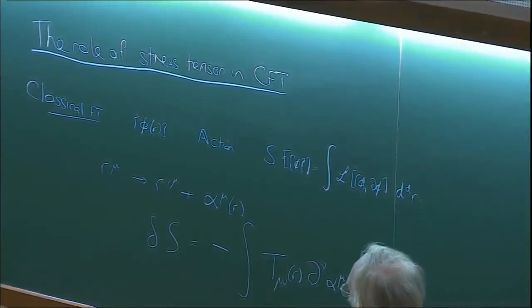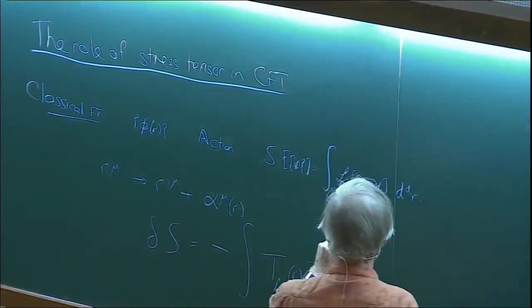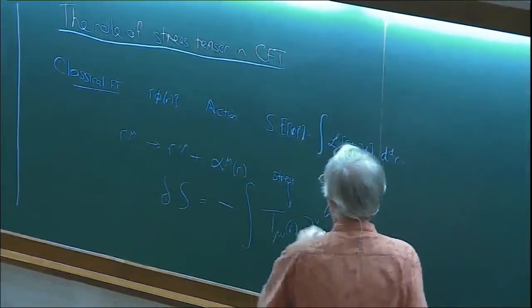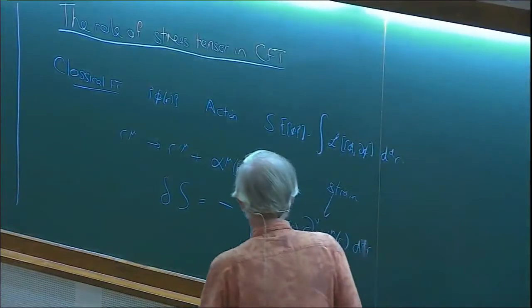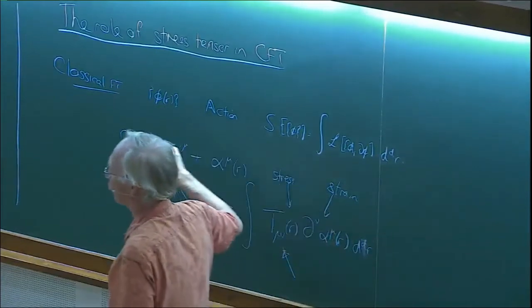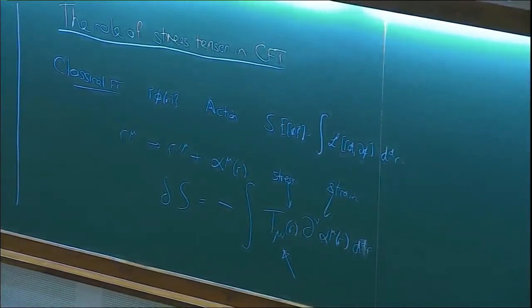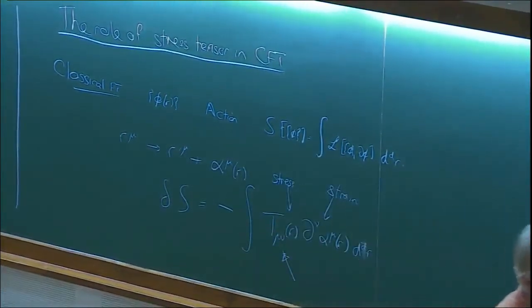So this is just what you would expect in elasticity theory. This is the strain tensor. This is the stress tensor, and the energy is proportional to the stress times the strain. Okay. So this equation defines what we mean by the stress tensor, and if we have an explicit form for the action or for the Lagrangian here, we can work out T_mu nu explicitly as a functional of the local fields.